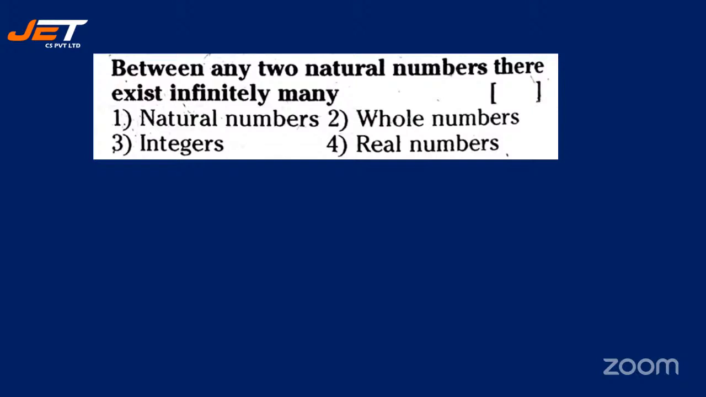See the next question. Between any two natural numbers, there exist infinitely many dash. Is it natural numbers, whole numbers, integers, or real numbers?